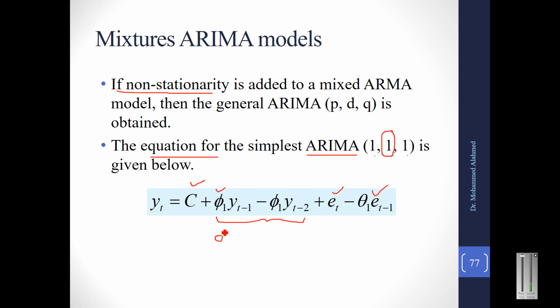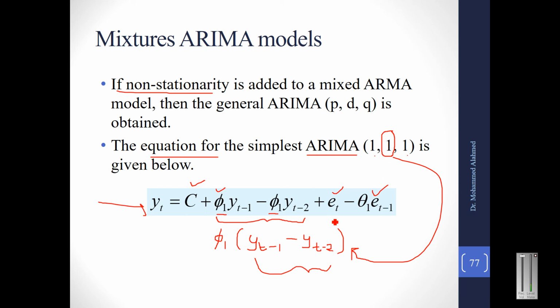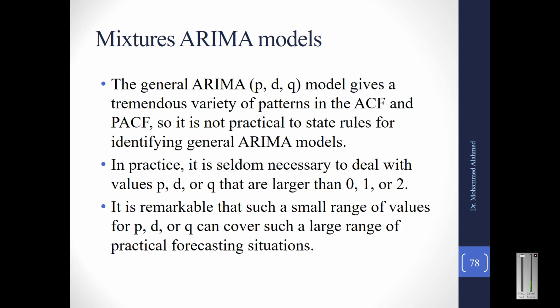You can see this, I can take psi 1 common here and this basically becomes yt minus 1 minus yt minus 2. So this is nothing but the first difference from lagged version 1 to lagged version 2. The coefficients are the same, psi 1, because we are just differencing. This differencing is done for the first order, so we are keeping it ARIMA 1, 1, 1. So now this model becomes ARIMA 1, 1, 1. This is how you deal with the mixture ARIMA models.